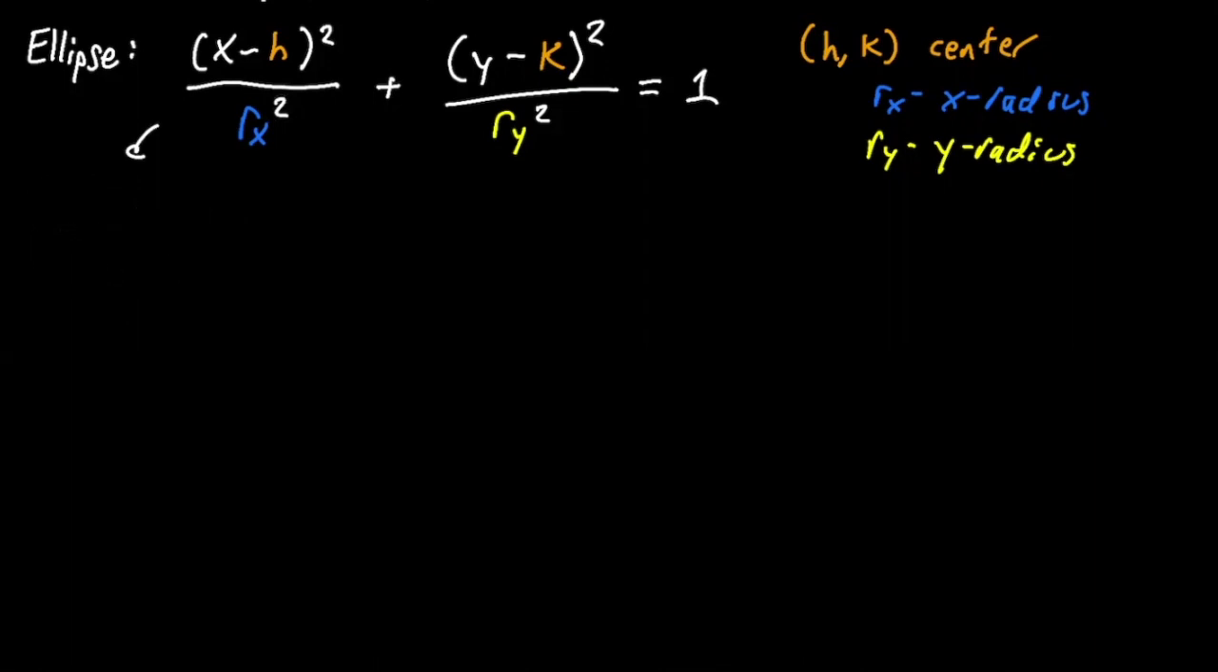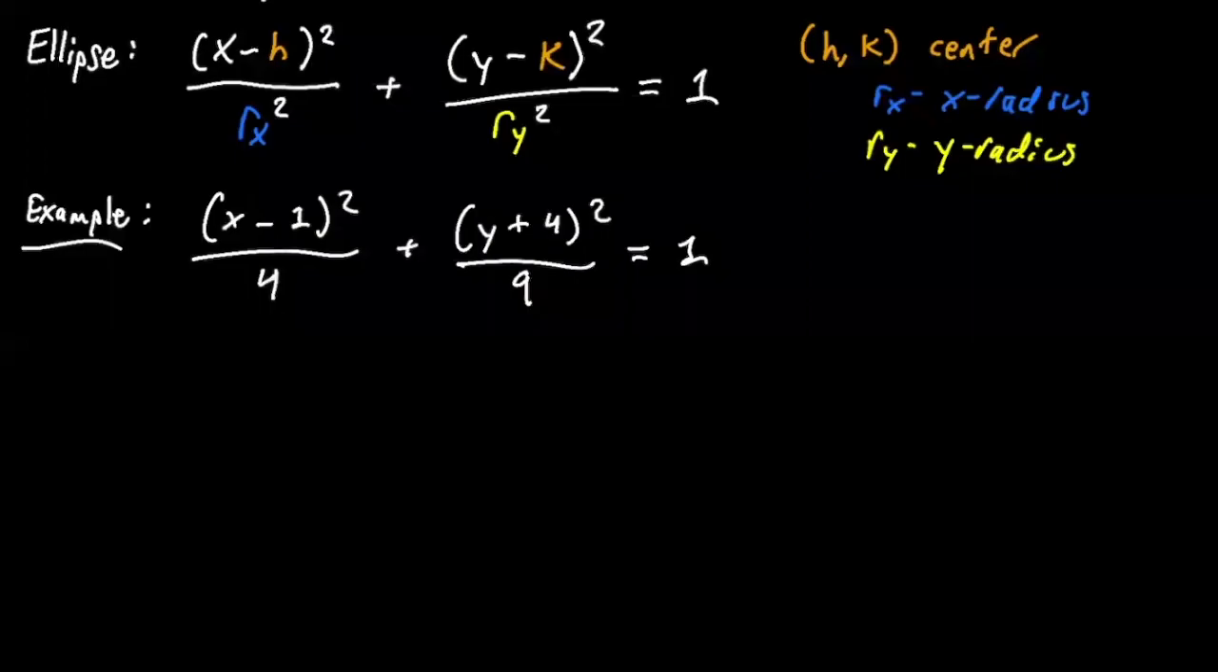So if we're given an equation in this form, we can really quickly identify these key features and then graph our equation. So let's take a look at an example problem and how we can graph given an equation of an ellipse. Here we have an example equation: (x minus 1) squared over 4 plus (y plus 4) squared over 9 is equal to 1.